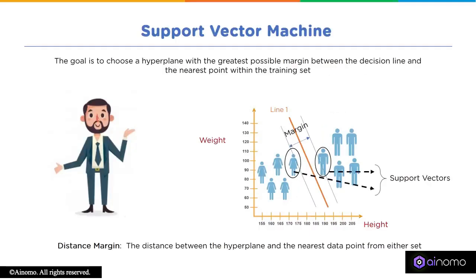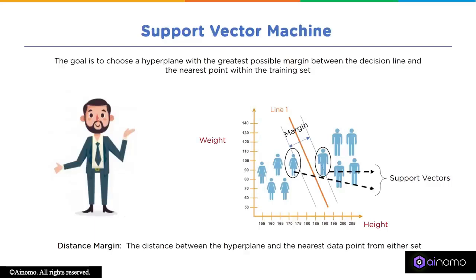The goal is to choose a hyperplane, and that is one of the key words they use when we talk about support vector machines. Choose a hyperplane with the greatest possible margin between the decision line and the nearest point within the training set. So you can see here we have our support vector, we have the two nearest points to it, and we draw a line between those 2 points.